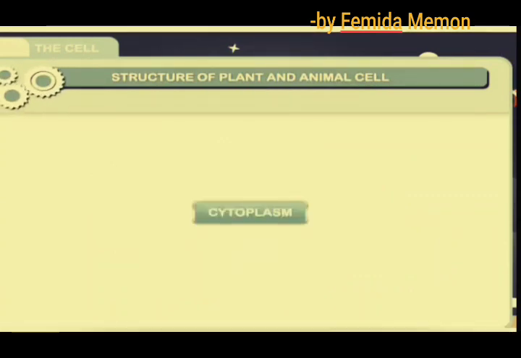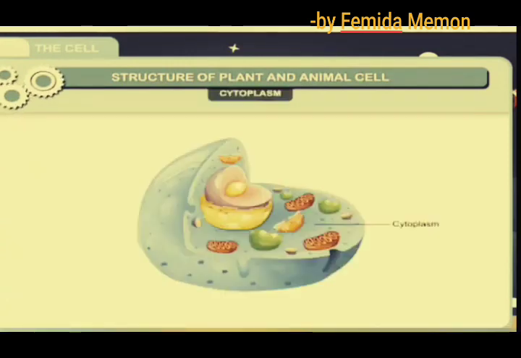Cytoplasm. It is the part of the protoplasm present between the plasma membrane and nucleus. It is a colorless and transparent fluid inside the cell membrane. All the vital functions take place in the cytoplasm. Cytoplasm contains many tiny structures called cell organelles.